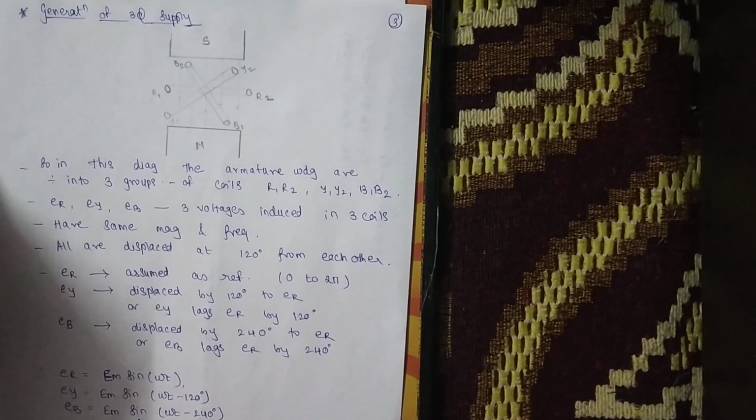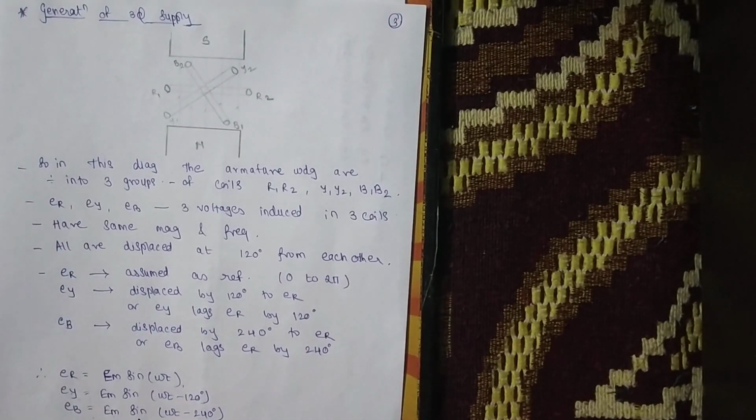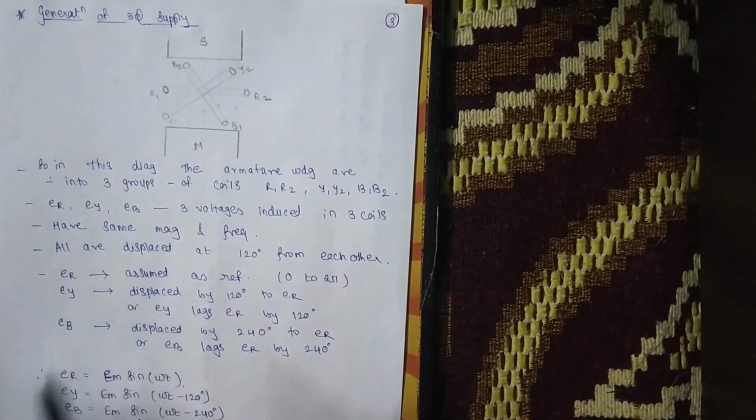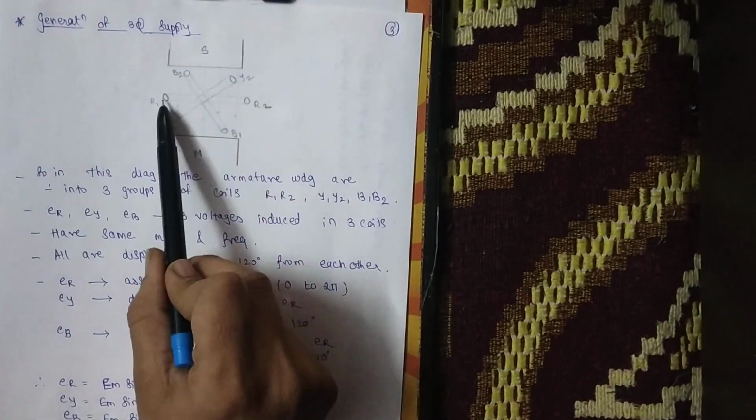Now let us check how to generate a 3-phase supply. For generation of single phase supply, we had taken a single phase armature winding and rotated that armature winding in a magnetic field. Similarly, for 3-phase supply, we are going to take the armature windings in 3 different groups: R1, R2, that will be the first group of winding. Then you have Y1, Y2 and B1, B2.